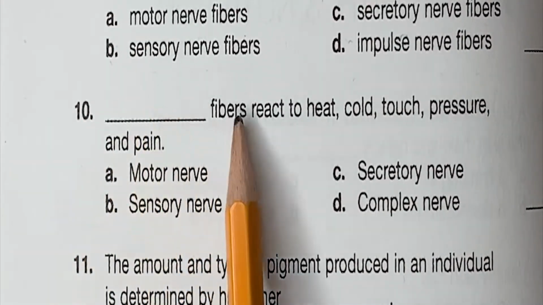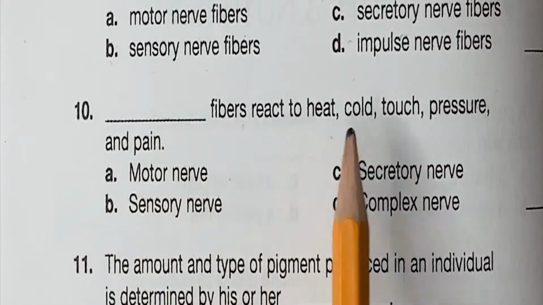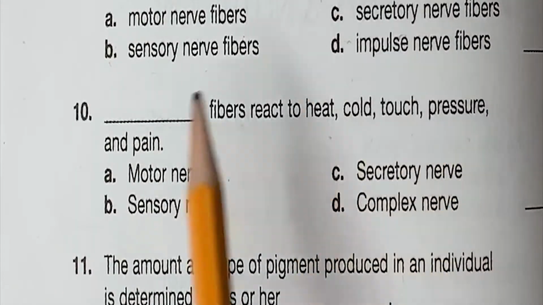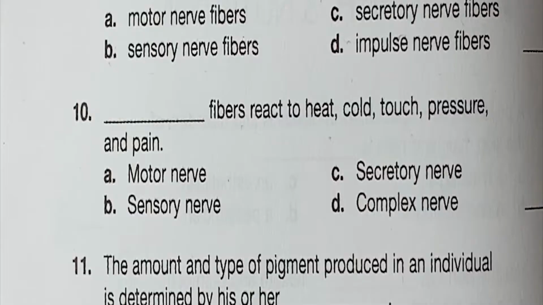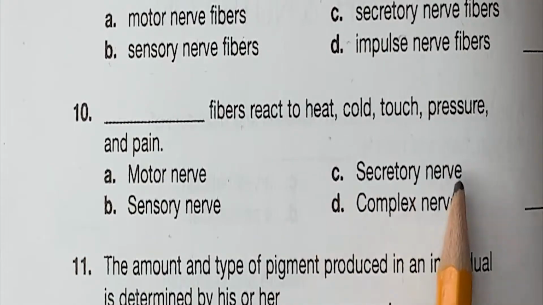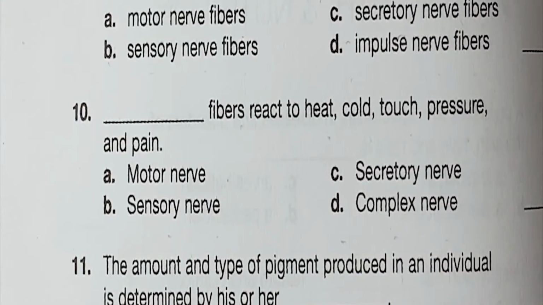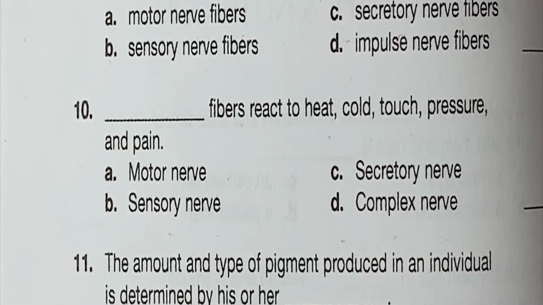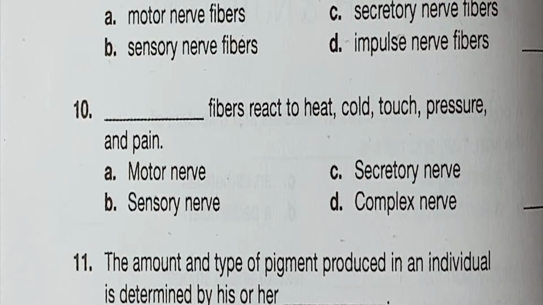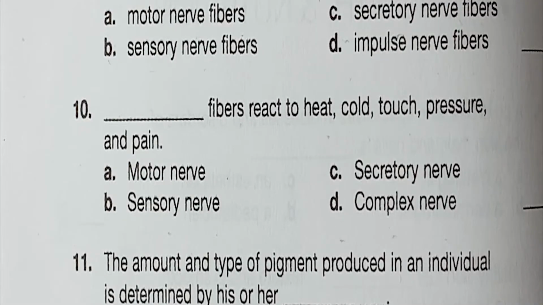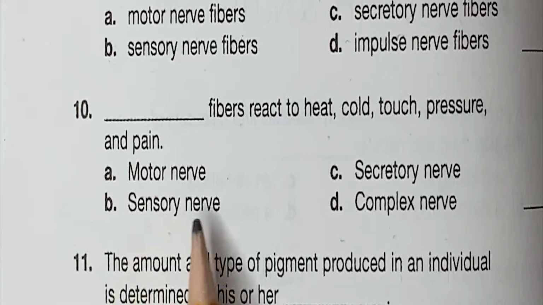10. Blank fibers react to heat, cold, touch, pressure, and pain. Is it A, motor nerve, B, sensory nerves, C, secretory nerves, or D, complex nerves? And your correct answer is B, sensory nerves.